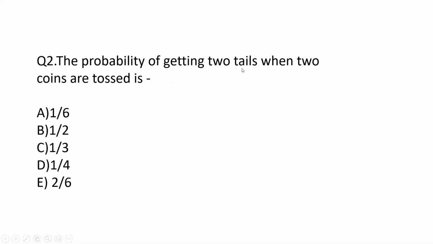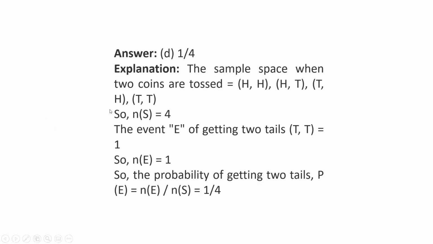The probability of getting 2 tails when 2 coins are tossed, using the sample space formula. I think this is a bit difficult, I will show it to you. The answer is D, 1 by 4. How is it 1 by 4? The sample space was 4, and the event E, getting 2 tails, was 1. So the probability of getting 2 tails is 1 by 4. It's very simple.